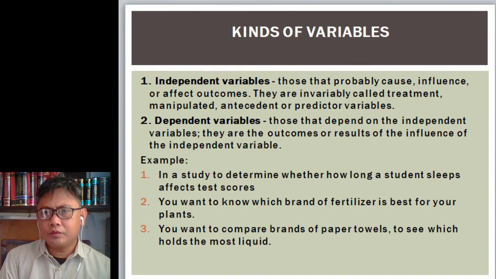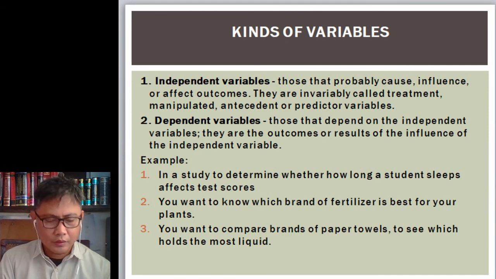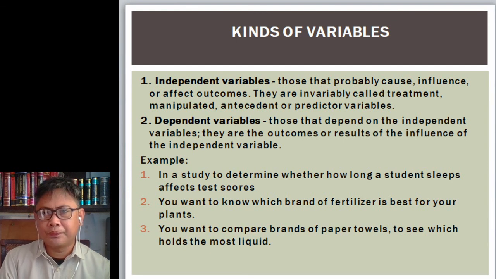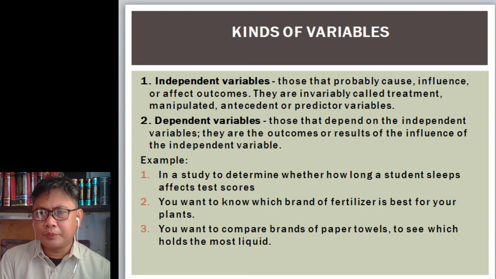So let's now go to the kinds of variables. There are two major types of variables commonly used in practical research: the independent variable and the dependent variable. The independent variables are variables that probably cause, influence, or affect the outcomes of your research. They're invariably called the treatment, manipulated, antecedent, or predictor variables.